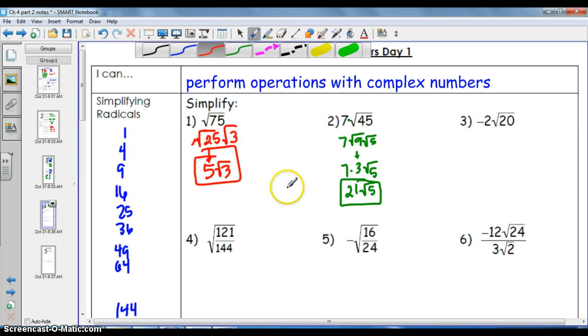So the next one, -2 times the square root of 20. Try this one on your own, very similar to number 2. Think about which perfect square you could divide 20 by. Split it up as your perfect square times another number to get 20. Bring that -2 along for the ride. Simplify your perfect square and multiply it by the -2 out front. So pause, try that one on your own, and then push play to check. Hopefully you got -2 times square root of 4 times square root of 5, so it's -2 times 2 in front, so -4 square root 5 for your final answer.